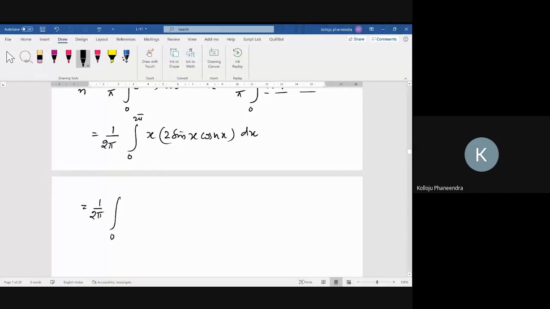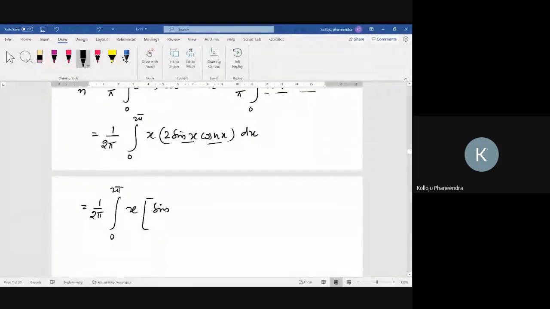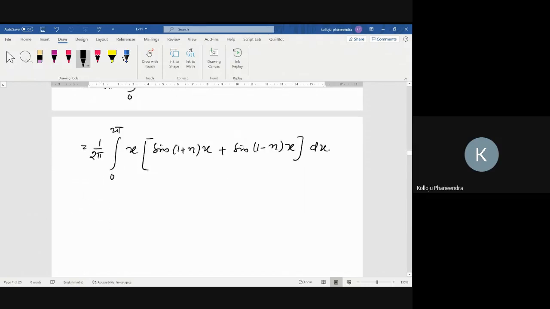what is the 2 sin a cos b formula? What is that? Sin a plus b. See, a value x, b value nx. a plus b, x plus nx. Take x common. Right? Sin a plus b plus sin a minus b dx. Sin a plus b plus sin a minus b. Okay, now this is equal to pi. Now taking integration.